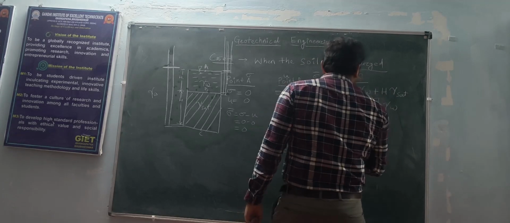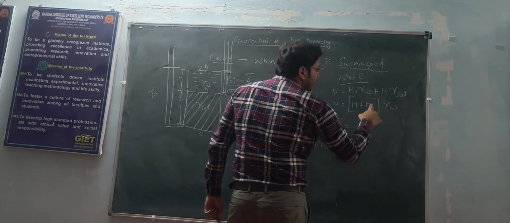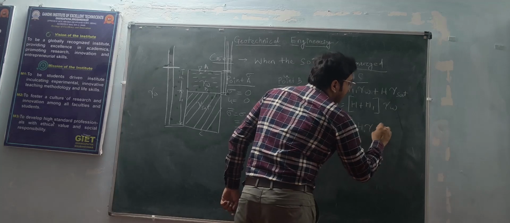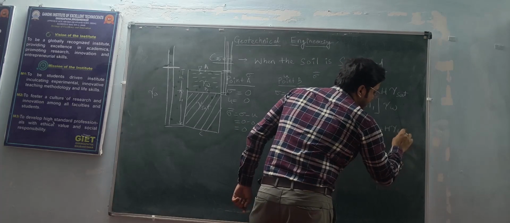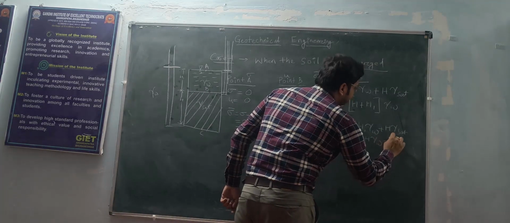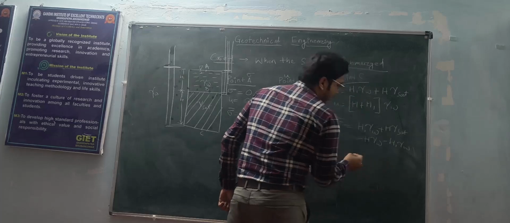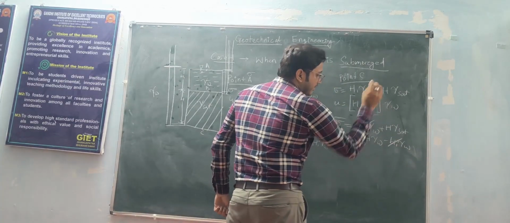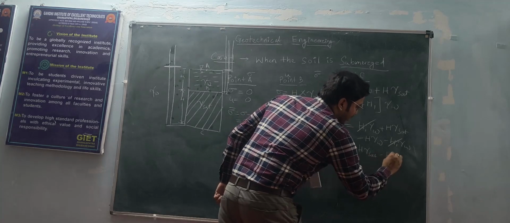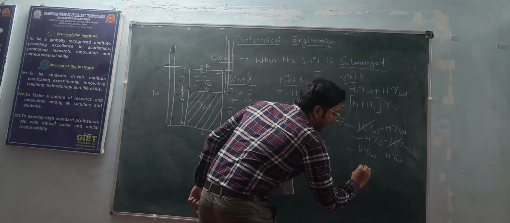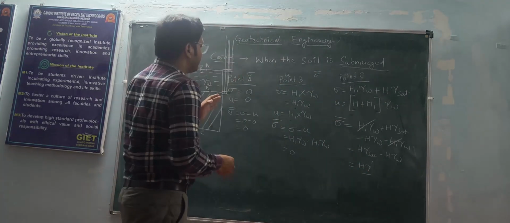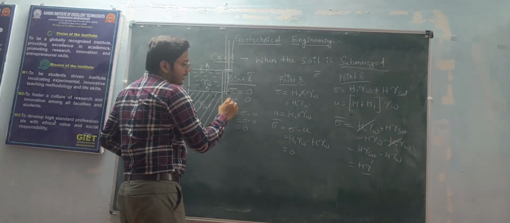Into gamma W, and the sigma bar will be H1 gamma W plus H gamma sat minus H gamma W minus H1 gamma W. H1 gamma W and H1 gamma W will cancel out, and here H gamma sat minus H gamma W, and the value will be H gamma submerged. So we calculated at 3 positions sigma, U and sigma bar.